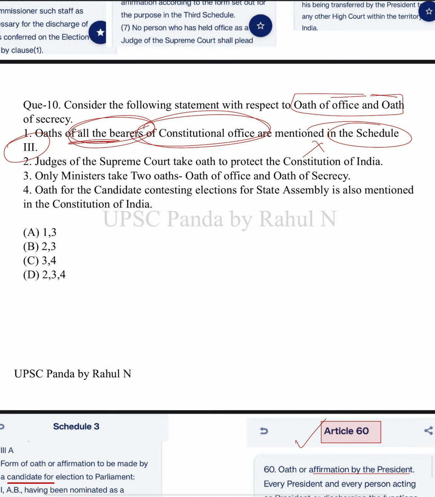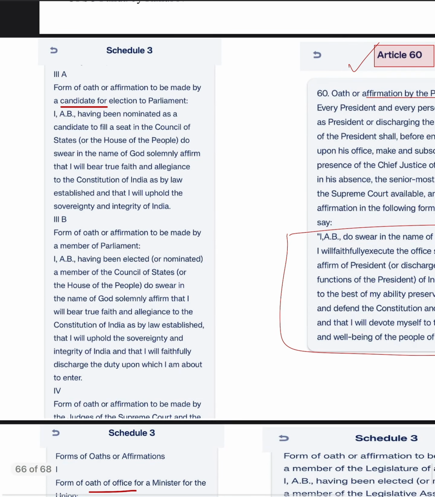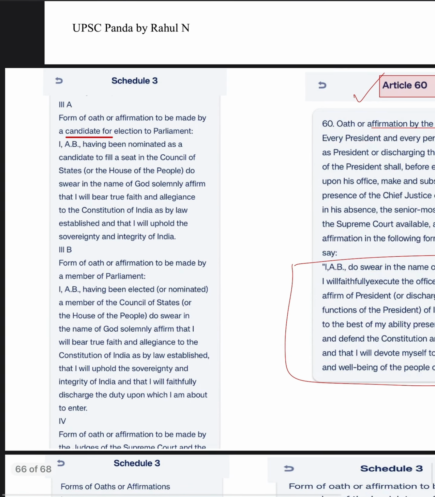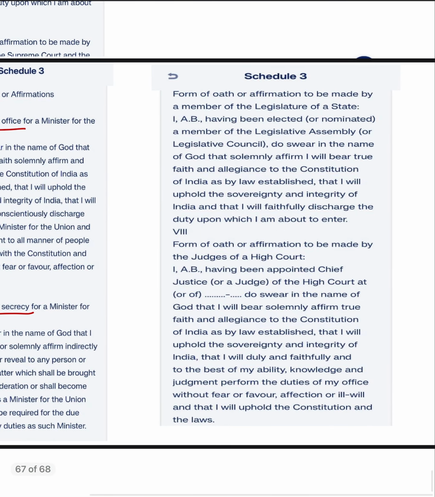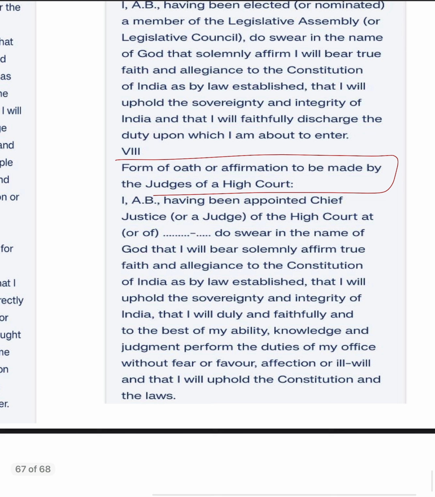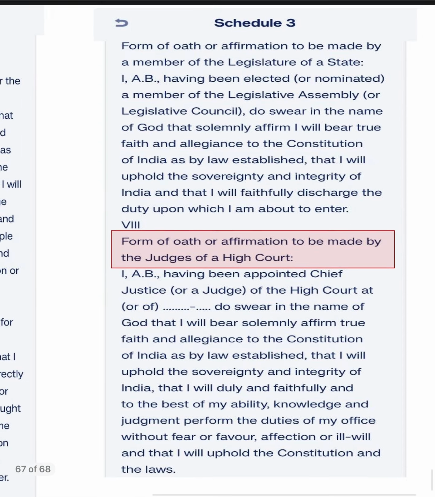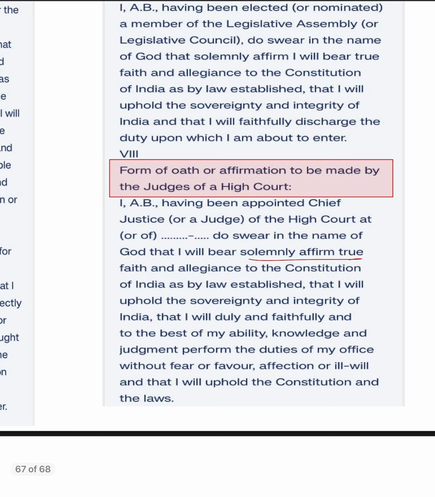ठीक है. Now, judges of the Supreme Court take oath to protect the Constitution of India. इनकी रही है जज की oath. Let us see where it is. Just a minute. Yeah. Oath or affirmation made by the judges of the High Court or even the Supreme Court. Judges की ही oath है. See, it says solemnly affirm true faith, allegiance, Constitution established by law, sovereignty, integrity, duly faithfully, best of ability, perform without fear or favour, affection, ill will. कुछ नहीं होगा, favor नहीं करेंगे, ये सब नहीं करेंगे.